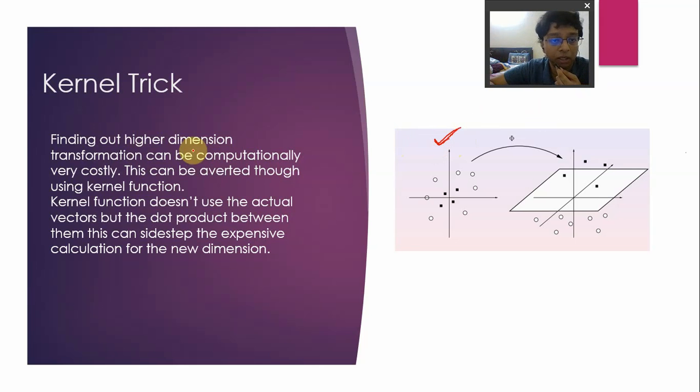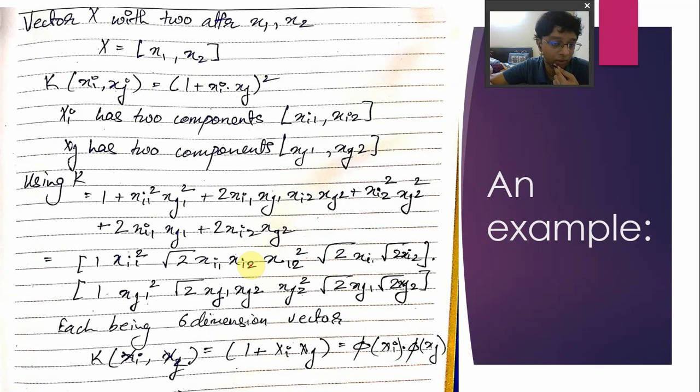Now finding out higher dimension plane transformation can be computationally very heavy. That is an NP hard problem. This can be avoided by using a kernel function. The kernel function doesn't use the actual vector but the dot product between them. This can sidestep the expensive calculation for the new dimension. That's basically what we want.